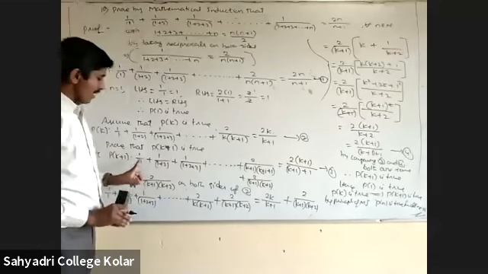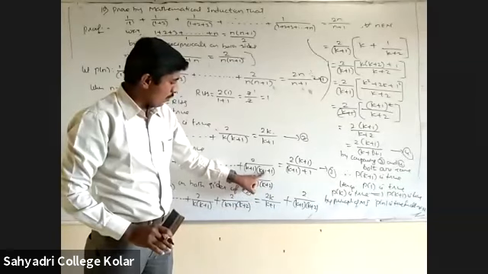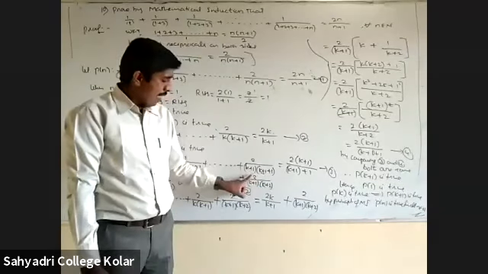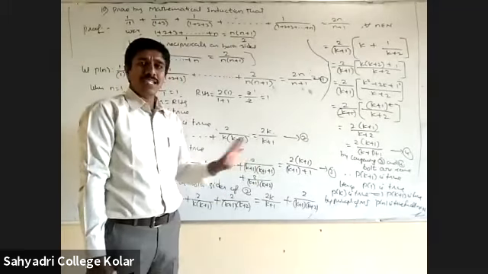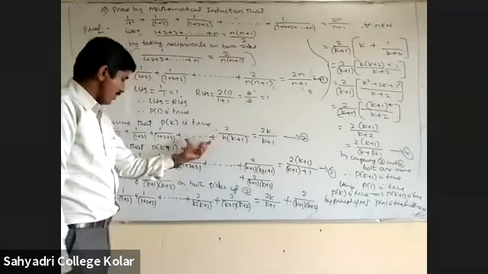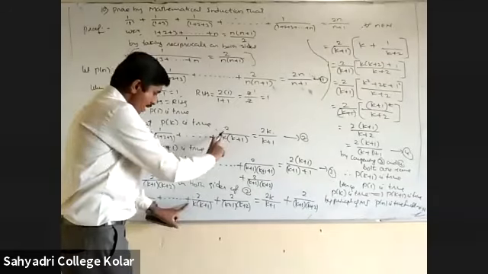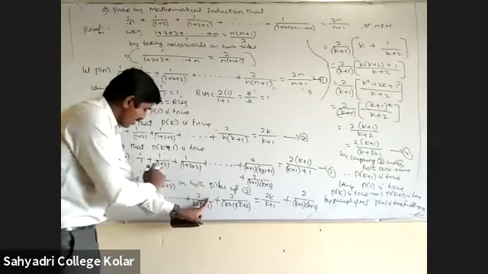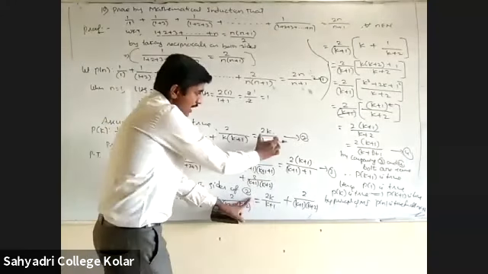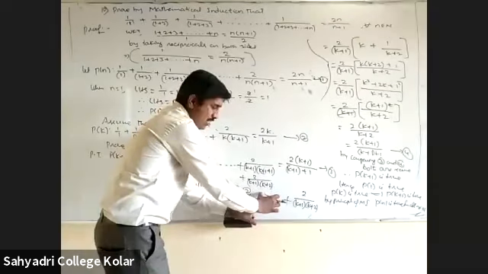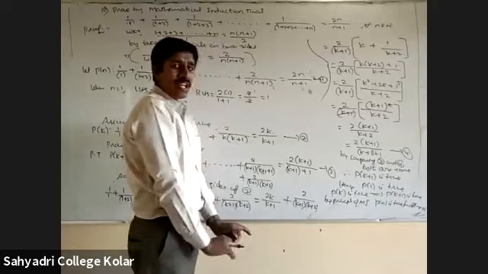In equation 3, the LHS has a last term, 2/((k+1)(k+1+1)). We add this term on both sides of equation 2. Equation 2 LHS: 1/(1·2) + 1/(2·3) + and so on up to 2/(k(k+1)), and I am adding this term 2/((k+1)(k+2)). The RHS is 2k/(k+1), and I am adding the term 2/((k+1)(k+2)).